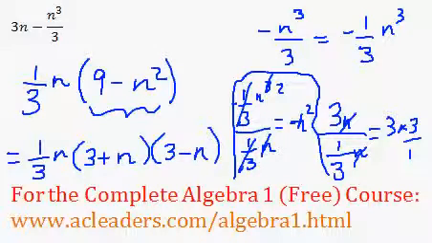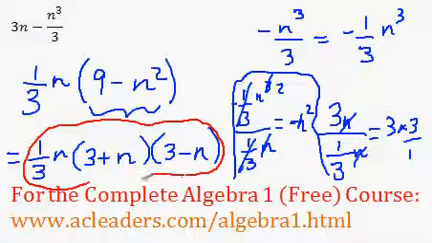And this is the final answer. Once we fully factor the polynomial, that's 1/3 n times (3 plus n) times (3 minus n). That's a slightly more challenging question, right? But I hope that my explanation made sense to everyone.